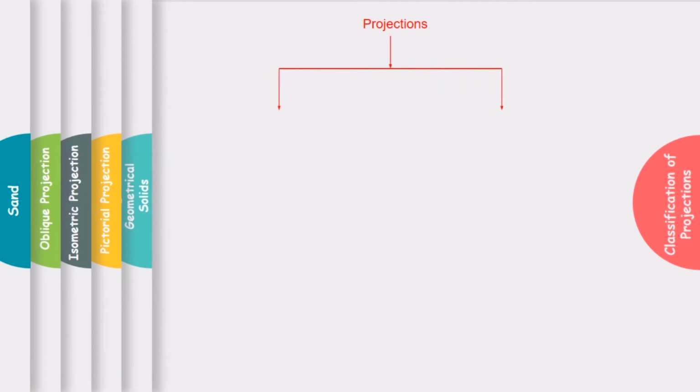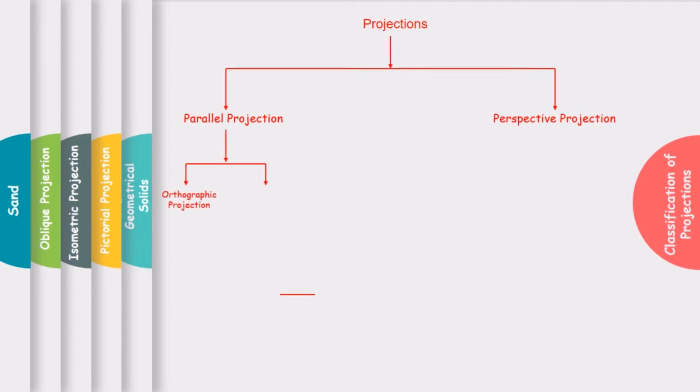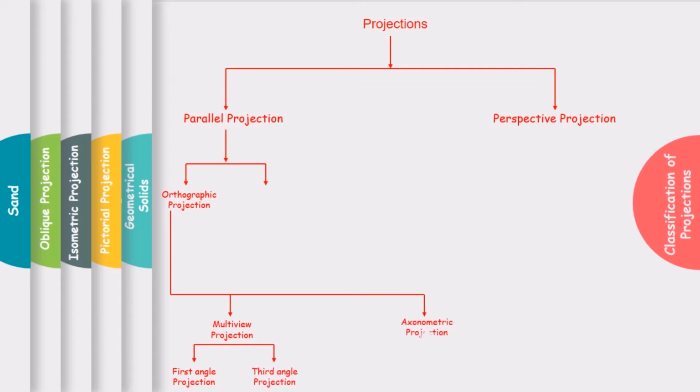Projections. Classification of projections: parallel projection and perspective projection. Parallel projection is further divided into orthographic projection, which is further divided into multi-view projection, first angle projection, and third angle projection. Second, axonometric projection, which is isometric, dimetric. Then there is oblique projection, which is further divided into cabinet, clinographic, cavalier.